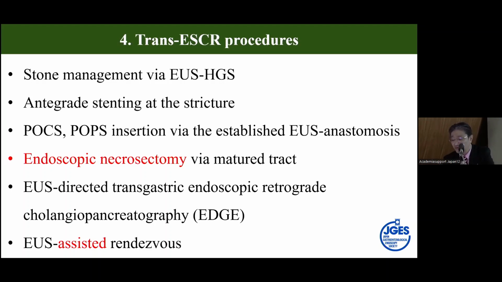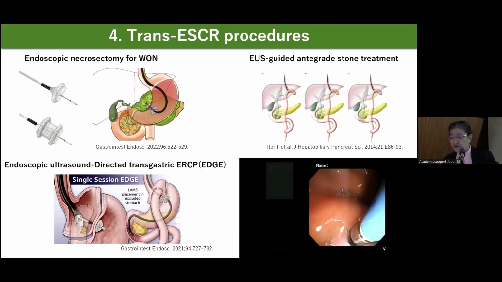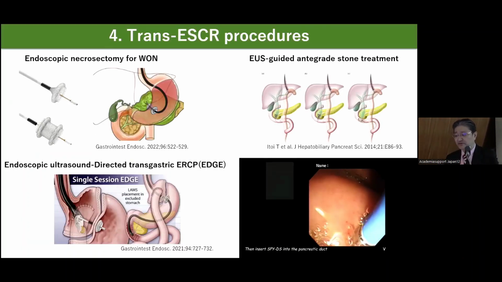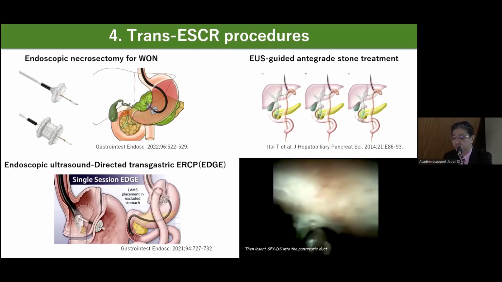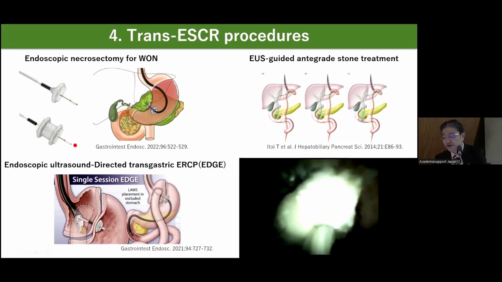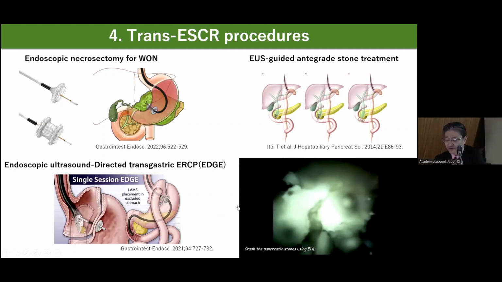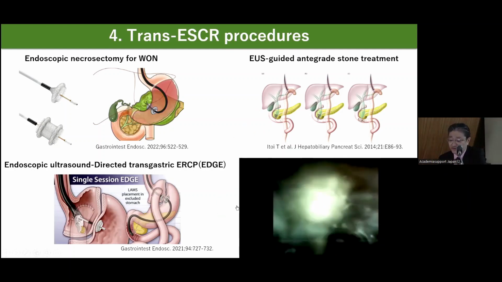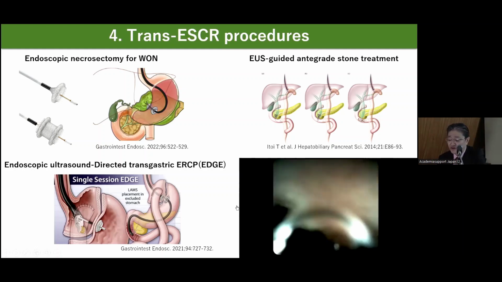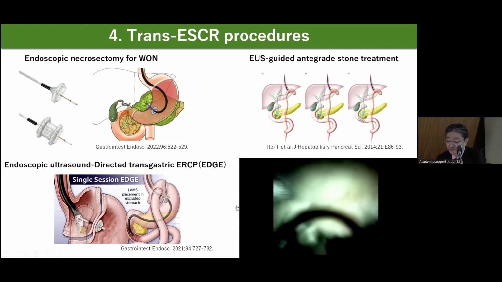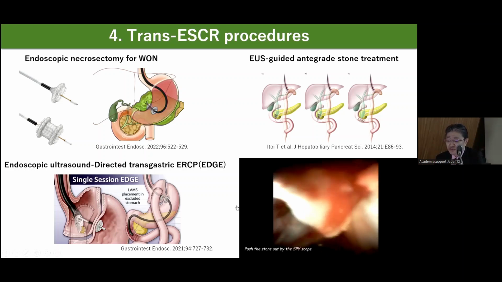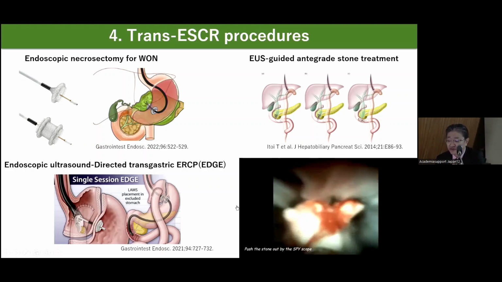So we can perform many procedures through the anastomosis. This slide shows some procedures of the trans-ESCR: necrosectomy, stone management, and also, in this case, the insertion of the pancreatoscopy through the ESPGS. So this is a new category, trans-ESCR.